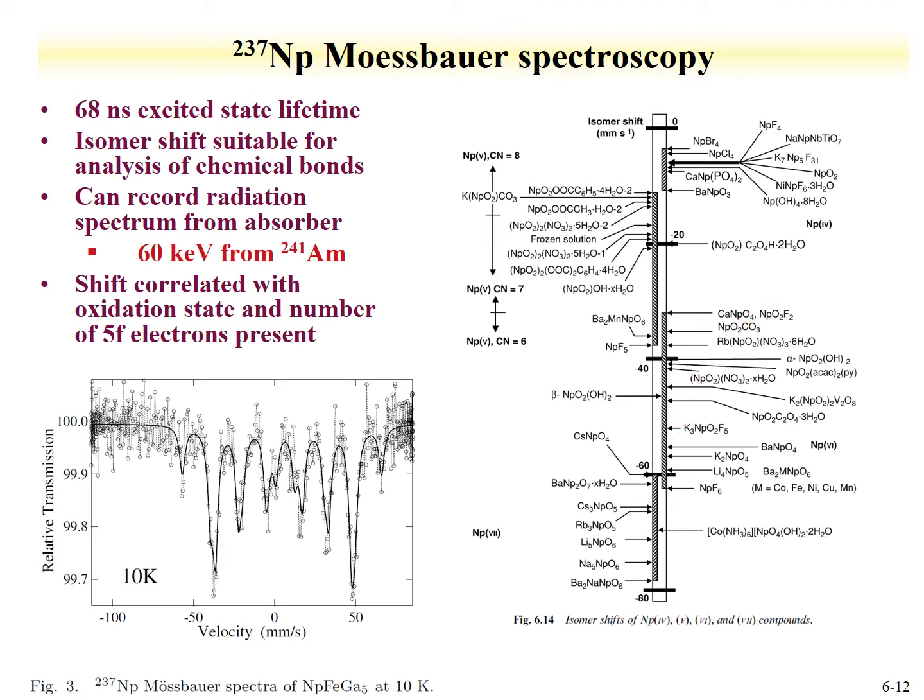And then here's an actual example of some data, some Moessbauer spectroscopy for this neptunium iron gallium compound that was recorded at 10 K, and the relative transmission goes from 100 to 99.7%. And here's an example of the data.